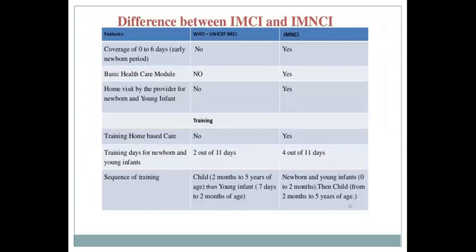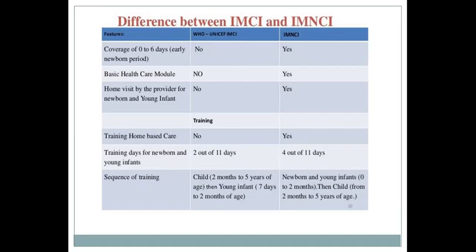Now, difference between IMNCI and IMCI. The WHO UNICEF IMNCI covers 0 to 6 days. Early newborn period is targeted in IMNCI but not in IMCI. Basic healthcare module is covered in IMNCI. Home visit by the provider for newborn and young infant is covered by IMNCI. Training of home-based care is also covered in IMNCI. Training days for newborn and young infant is 4 out of 11 days, and in IMCI it is 2 out of 11 days.